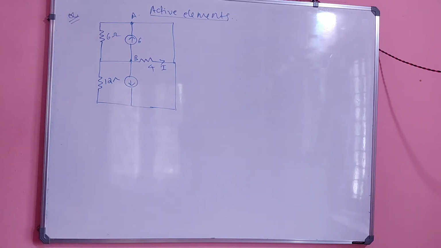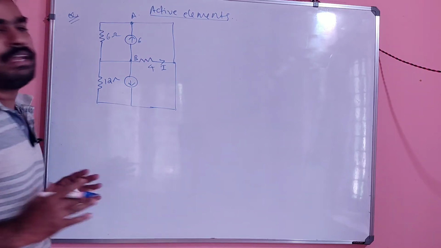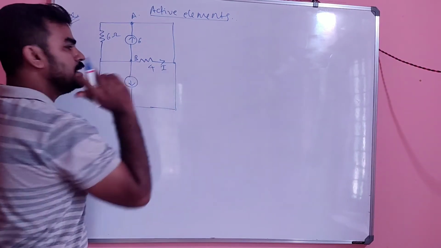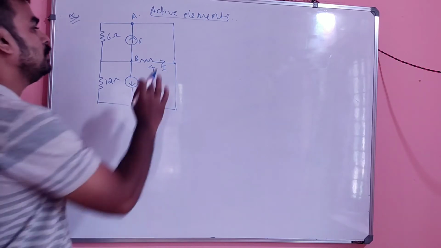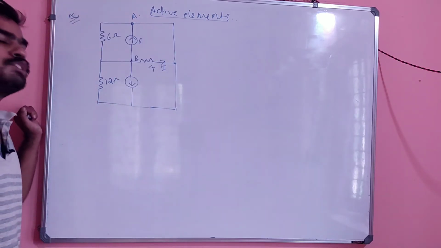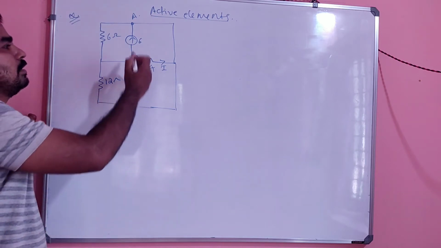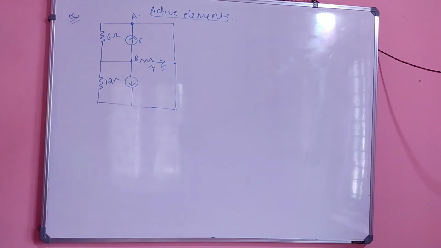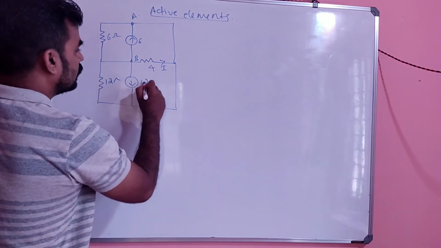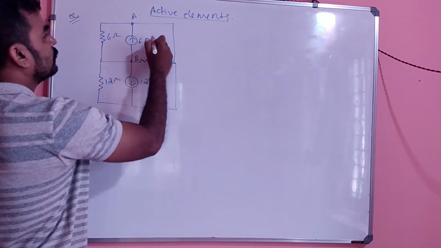Clear? So this is our question. Here we have to find the value of I, simply I. How can we solve? These all are current sources. Oh, I forgot to write the value here. So it is 12 ampere. It is 6 ampere.